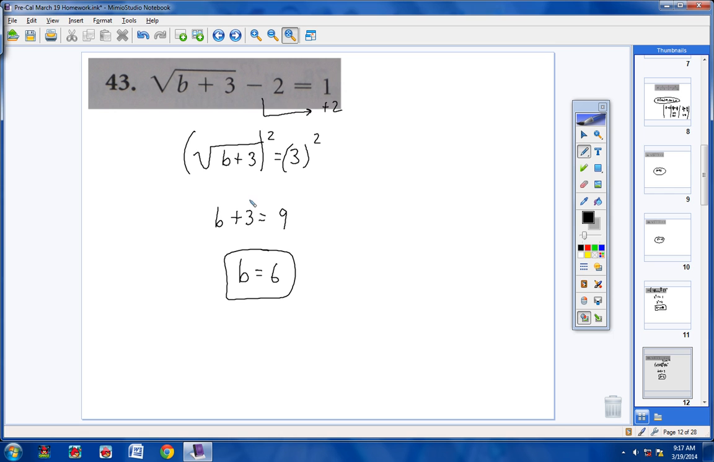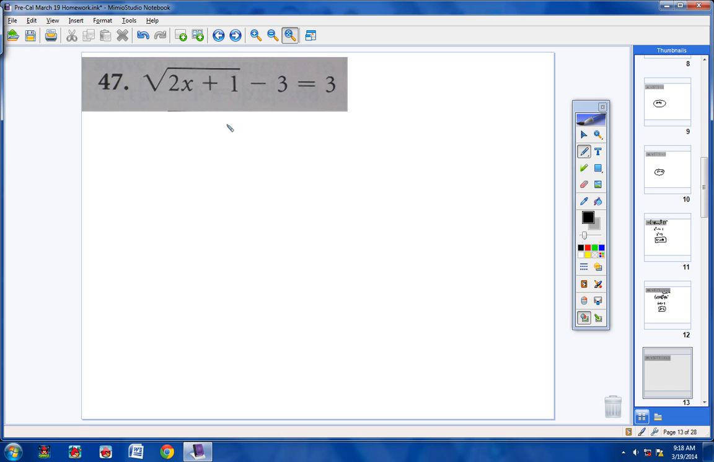Now let's take a look here. If you were to check that answer, you would see that 6 does work. Okay, 6 does work. 6 plus 3 is 9, square root of 9 is 3, 3 minus 2 is 1. So 6 does work. Always check your answers on these, okay?